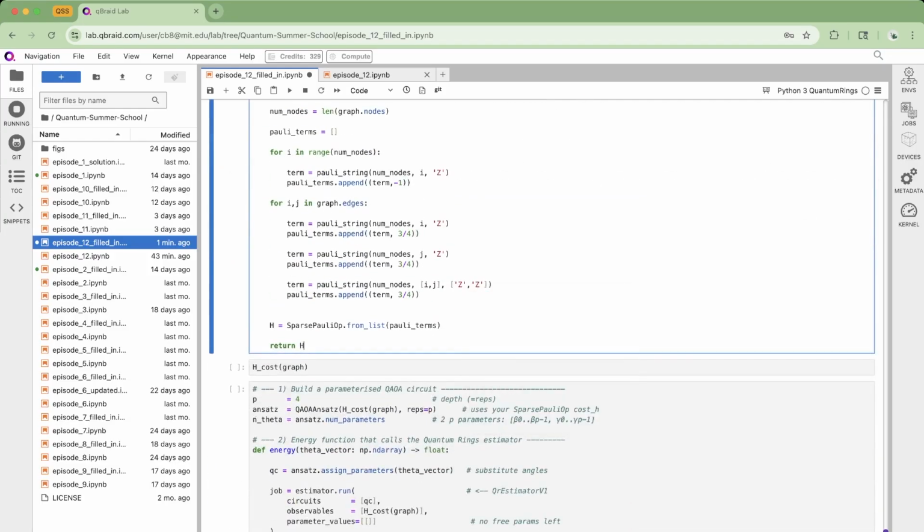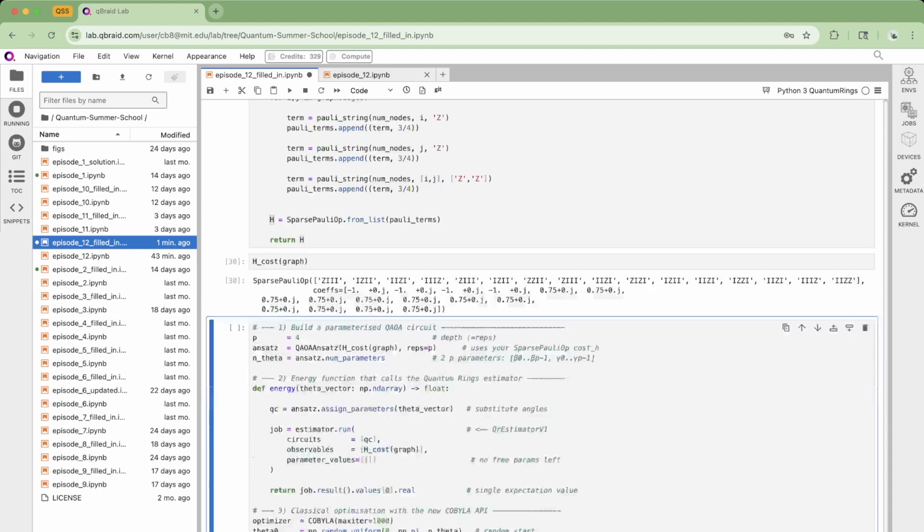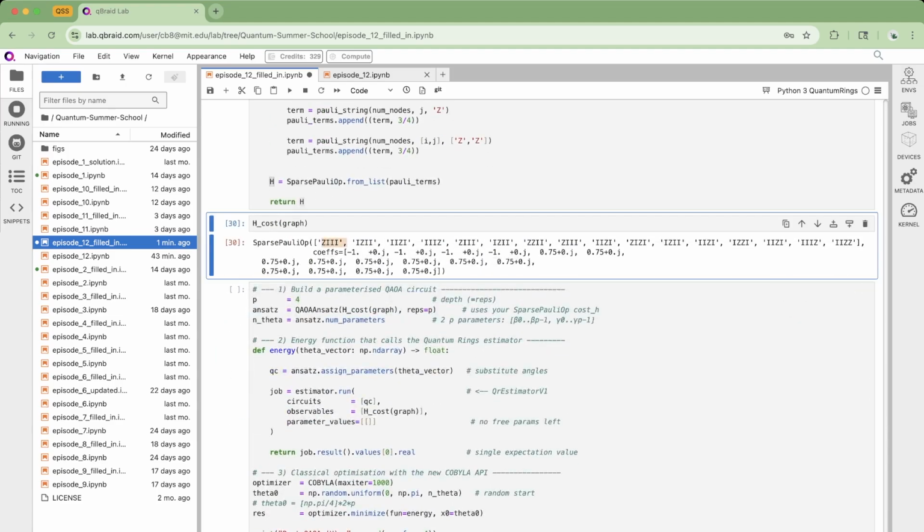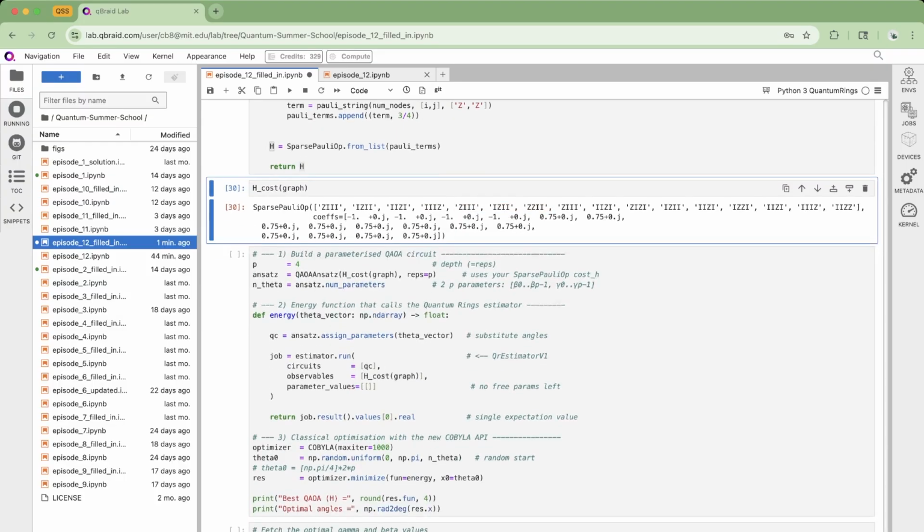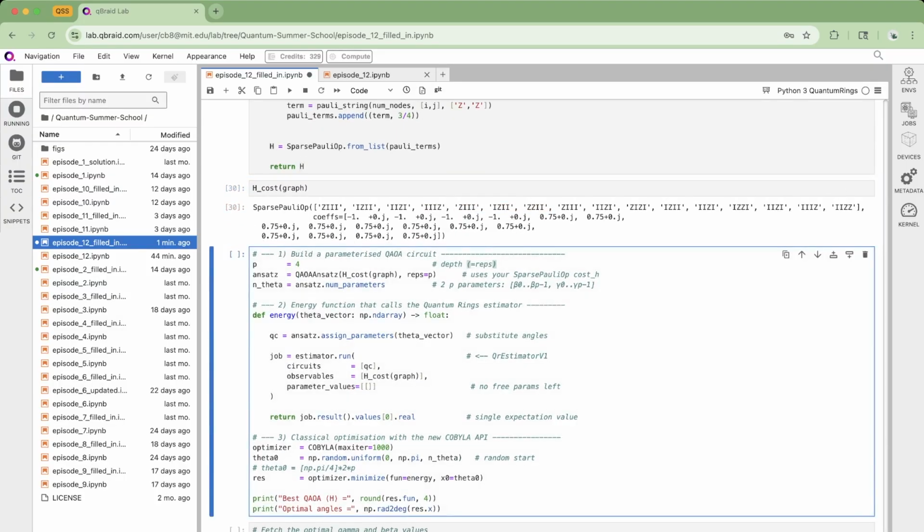Okay, so let's see what our cost looks like. So we have all these different strings and the coefficients that go with them. You can see those are our single sigma Z's, and then we have these groups. This goes with every edge in the graph. So we can build our QAOA circuit.